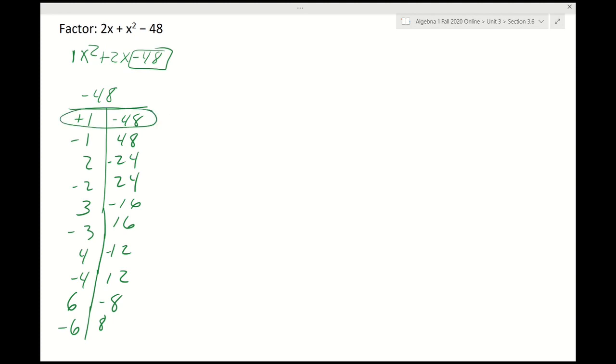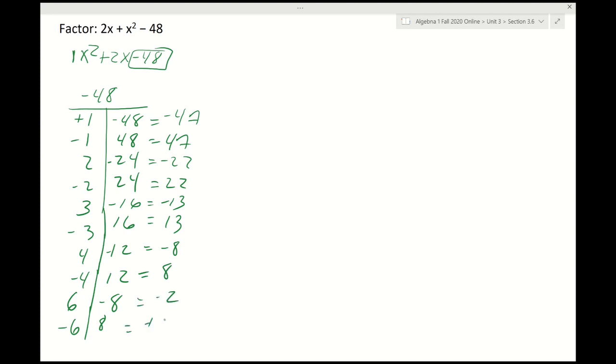Adding gives me a negative 47, positive 47. Negative 22, positive 22. Negative 13, positive 13. Negative 8, positive 8. Negative 2, positive 2. I have a positive 2 right here. So this could have come from x minus 6, x plus 8.